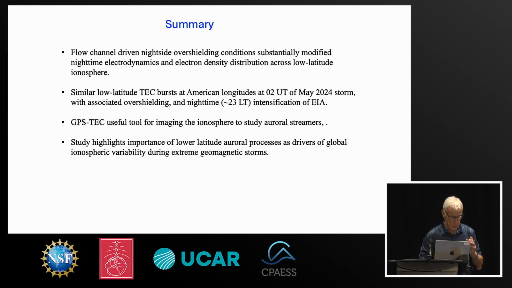So flow channel driven night side overshielding conditions, this happens a lot. Whenever you got these flow channels in the auroral oval, they cause this region 2 current, and they cause an enhancement of shielding. That's what causes shielding. And it can be really, really strong and affect the equatorial electrojet in general, but this is just a really strong situation. So the same thing happened for the two storms at the same time in universal time, coincidentally, at the same locations, observed by the same instruments.